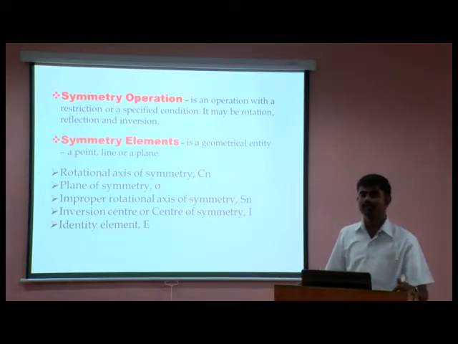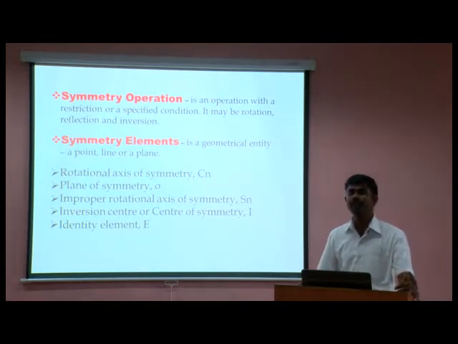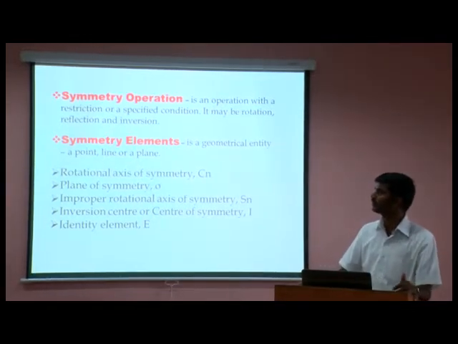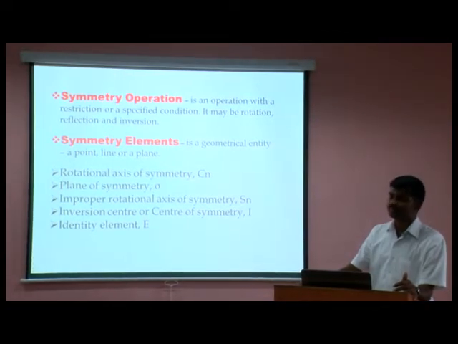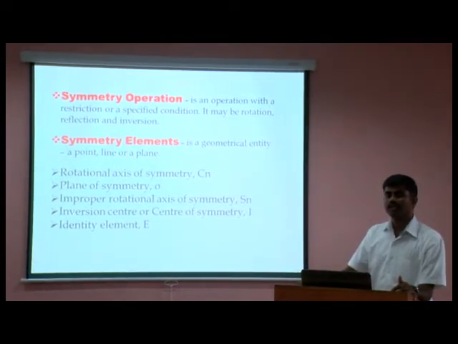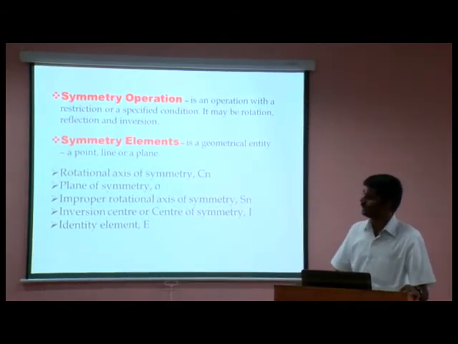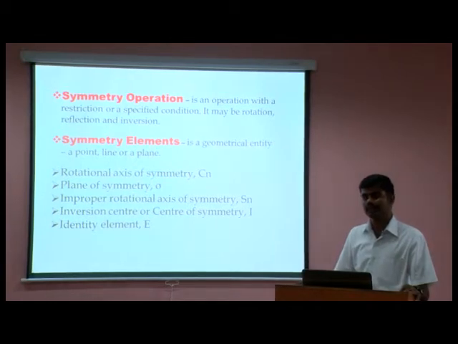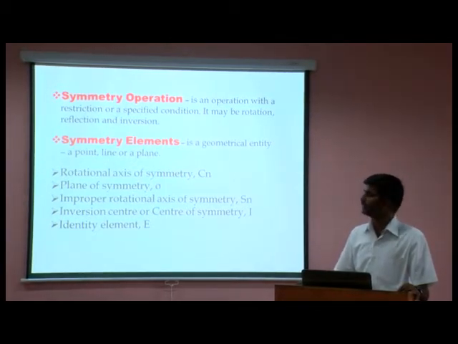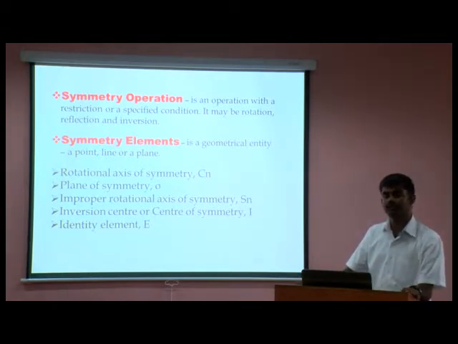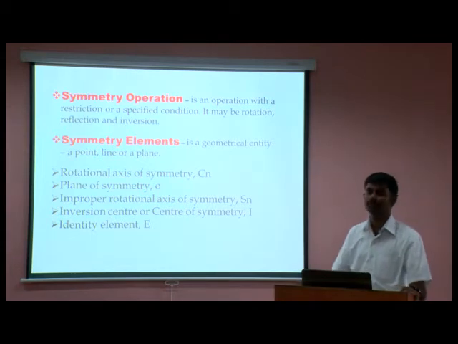This condition, if we are considering rotation, may be that the molecule is rotated by 180 degrees, or by 90 degrees, or by 360 degrees. Similarly, for reflection and inversion. So, if we are doing some rotation operation, there should be an axis which is responsible for rotating the molecule. Hence, that particular axis, also called a line, is called the symmetry element. So, a symmetry element is a geometrical entity; that is, it may be a point, or it may be a line, or it may be a plane.